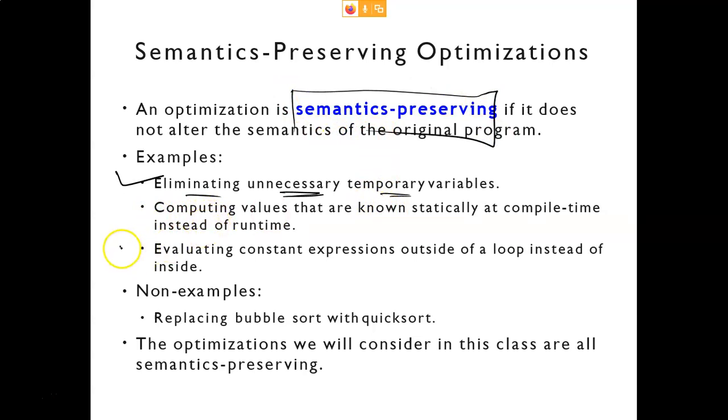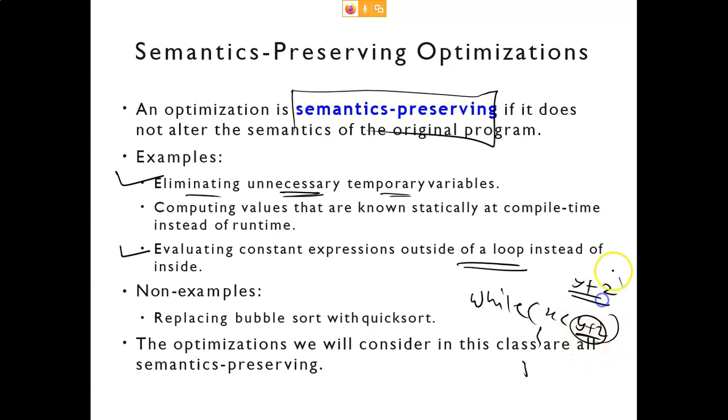Like in the last example, there was a while x is less than y plus z. What we did was take this y plus z and put it outside the while loop. Why did we do this? Because inside the while loop, y and z were not changing, so we don't want to compute it again and again every time the while loop runs. We can put it outside so that we only have to compute it once. So the semantics of the program are not changing if you do these kinds of things.